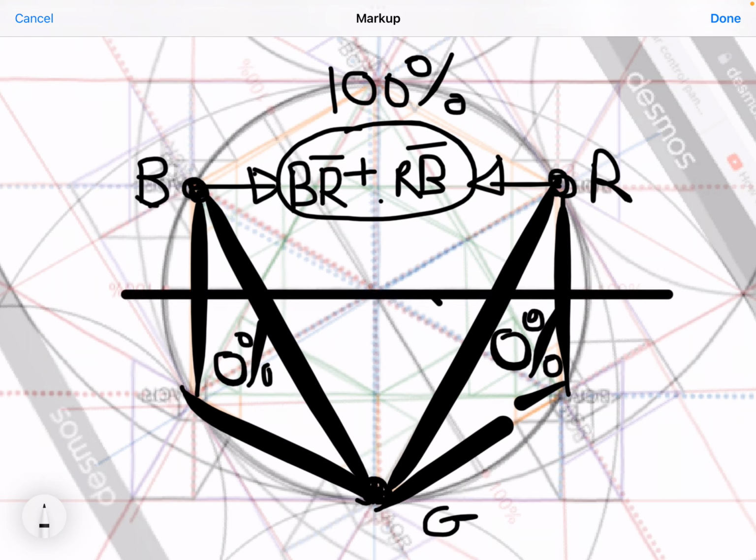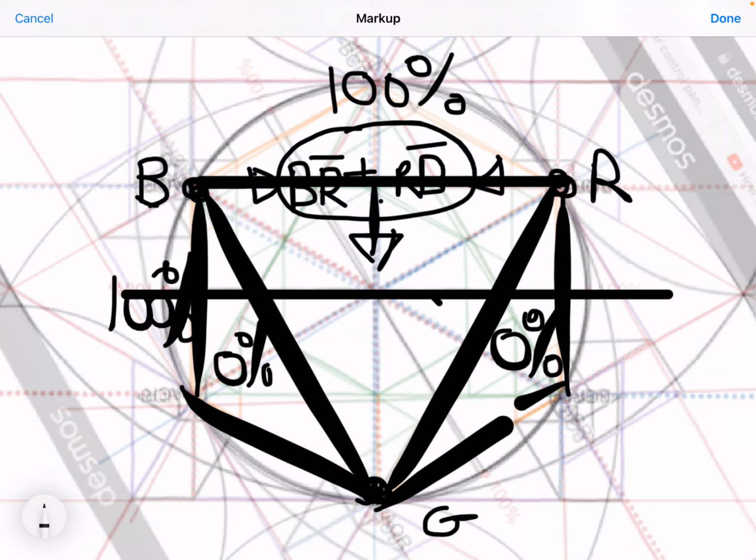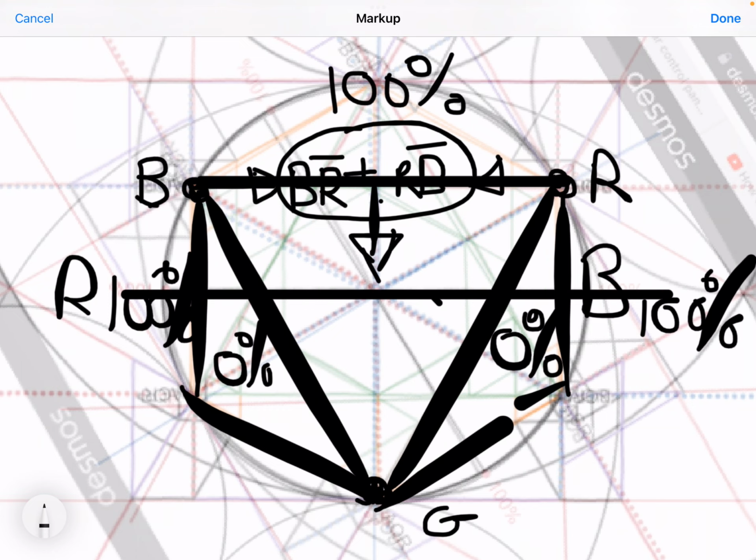So this, in other words, goes to here, and now you've got 100% probability of that blue turning into red, and that red turning into blue. And at the same time, this has gone to zero probability of a colour change. So that's how the proton remains neutral.